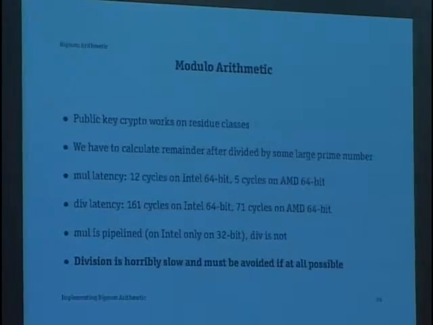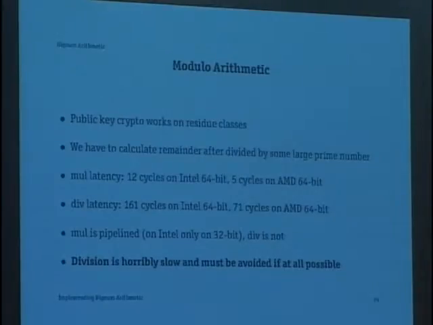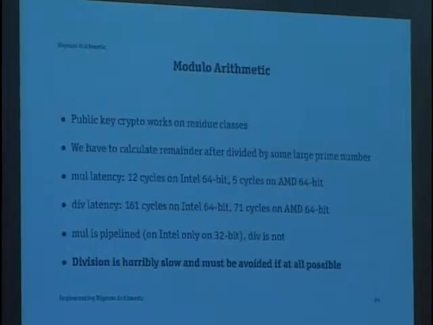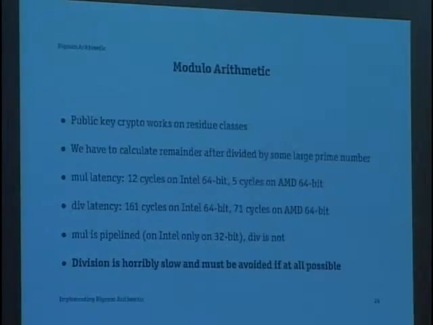So about modular arithmetic. The public key crypto usually only works on residue classes, and it's modulo some big prime number. And it turns out you can use that fact. So you have to calculate the remainder after dividing by some really large prime number, and if it was a power of 2, it would be easy, right? Then you could just shift and it would be over. But we don't do that on purpose.